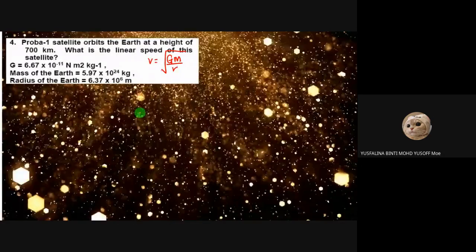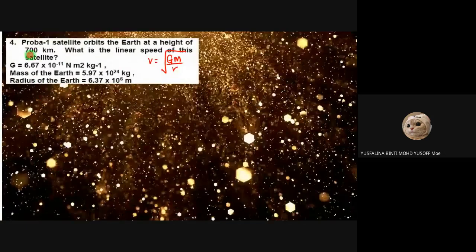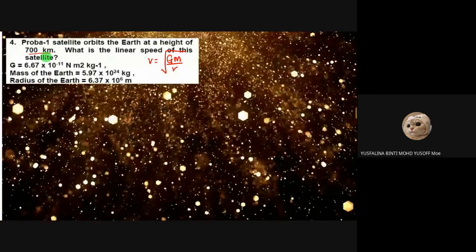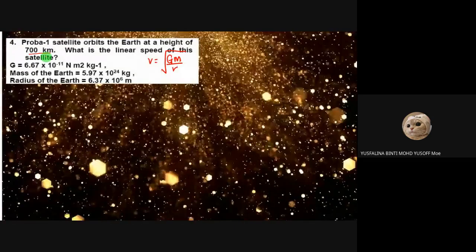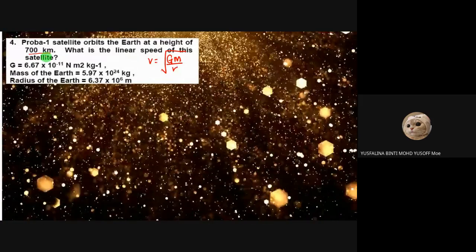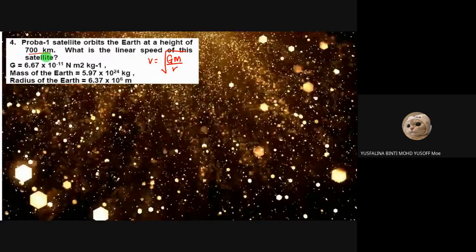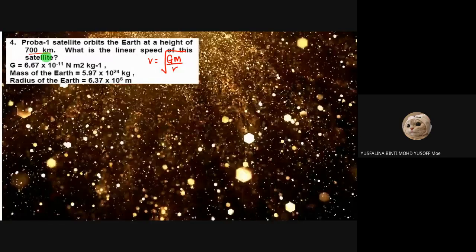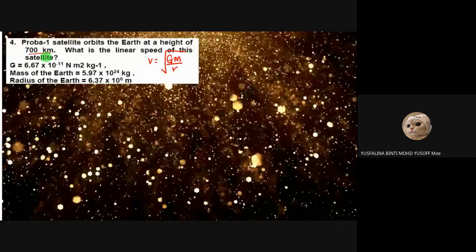Yes, R plus H. So this one again, like just now, you have to change to meter. This one is already launched to the Earth, so you have to consider the R plus H. Just now for the escape velocity, the object is still on the surface of the Earth, so you consider the radius of the Earth only. So when you already launch the rocket, now they already have the height of the rocket. So you have to add the radius of the Earth and also the height of the rocket.